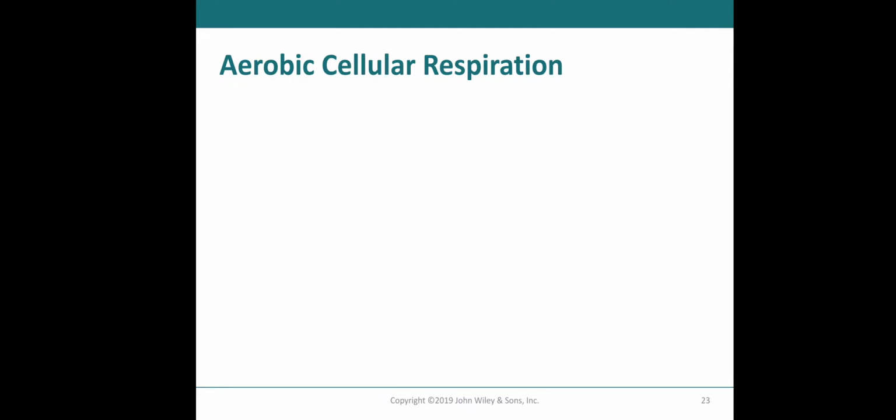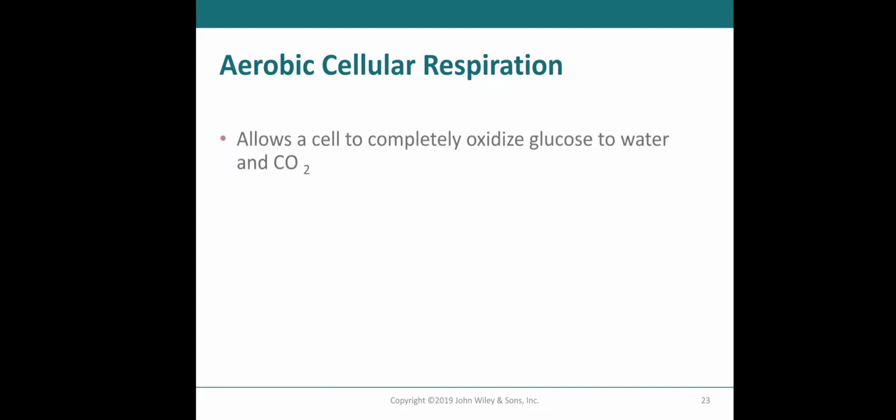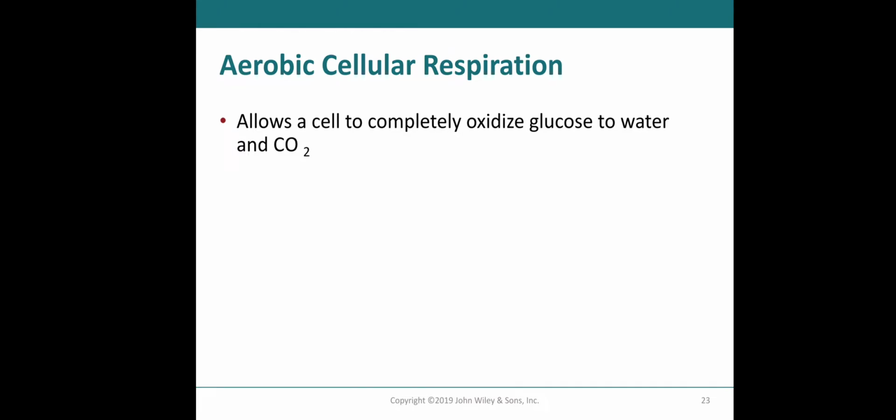In the last part of this lecture, we discussed the anaerobic way of recycling NAD+. In this part, we will be discussing aerobic cellular respiration, or the aerobic way to recycle the NAD+, the energy carriers, as well as what will happen to the pyruvate, the product of glycolysis. This aerobic cellular respiration allows a cell to completely oxidize glucose to water and carbon dioxide.